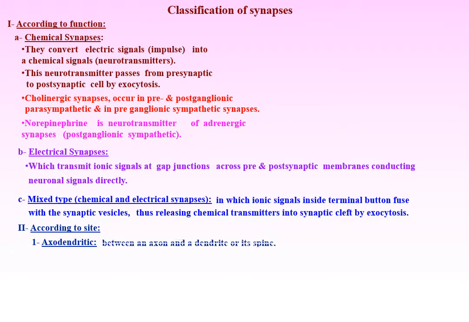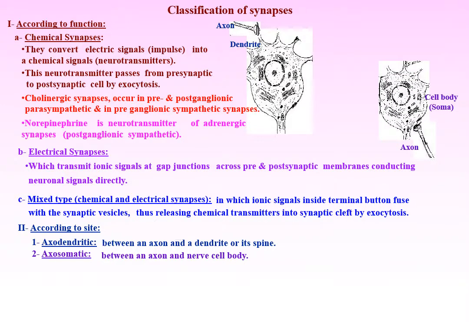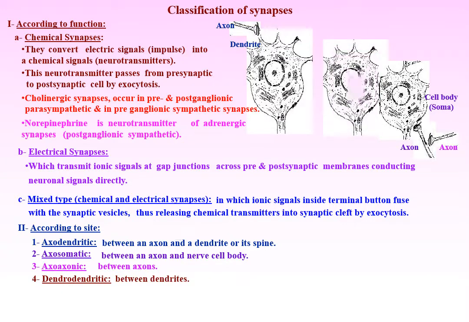Classifications according to site. Axodendritic, between the axon of one cell and the dendrites or spines of the other cell. Axosomatic, between the axon of one cell and the nerve cell body of the other. Axonic, between axons of different cells.